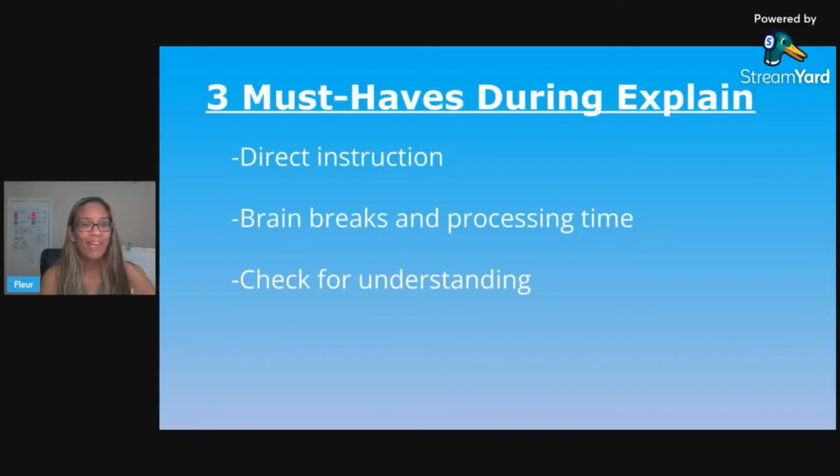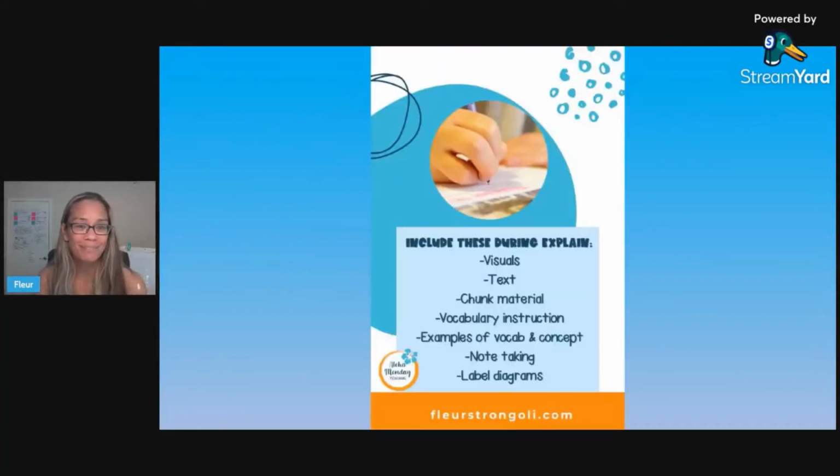So here are the 3 must-haves that you should have during explain. Obviously, the direct instruction, because that is what this portion is all about. You must have brain breaks and processing time, and you must also check for understanding. So we will go more into detail with each of these.